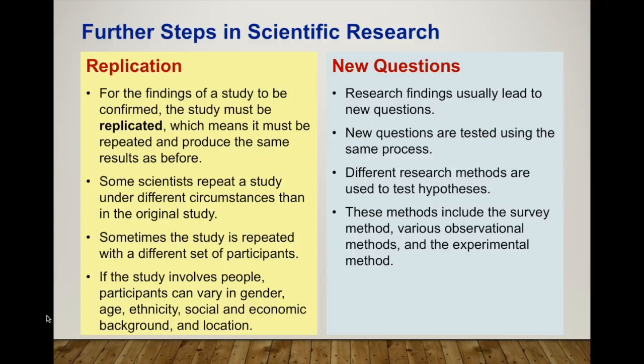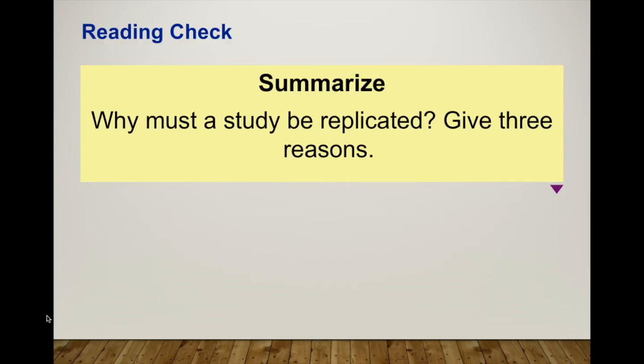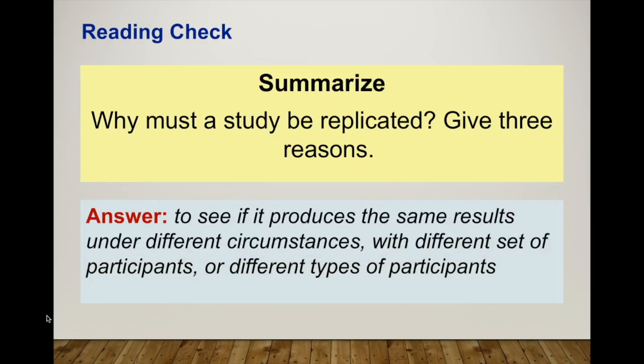Research findings usually lead to new questions. New questions are tested using the same process. Different research methods are used to test hypotheses. These methods include the survey method, various observational methods, and the experimental method. Why must a study be replicated? Give 3 reasons. You can pause here. To see if it produces the same results under different circumstances, with a different set of participants or different types of participants.